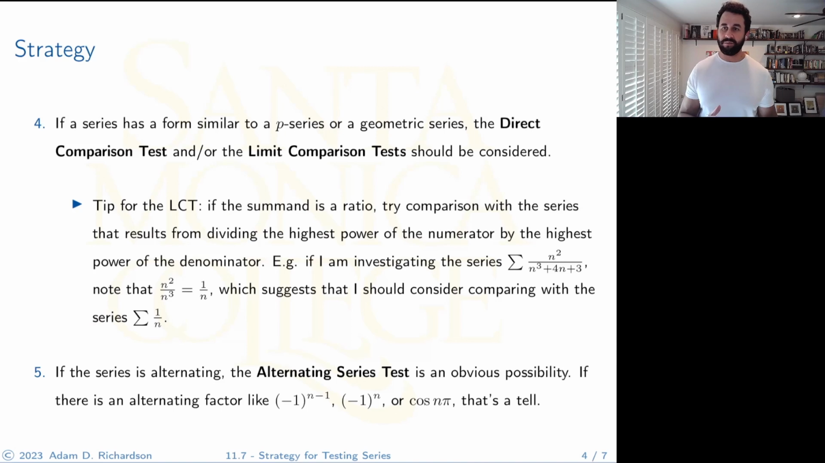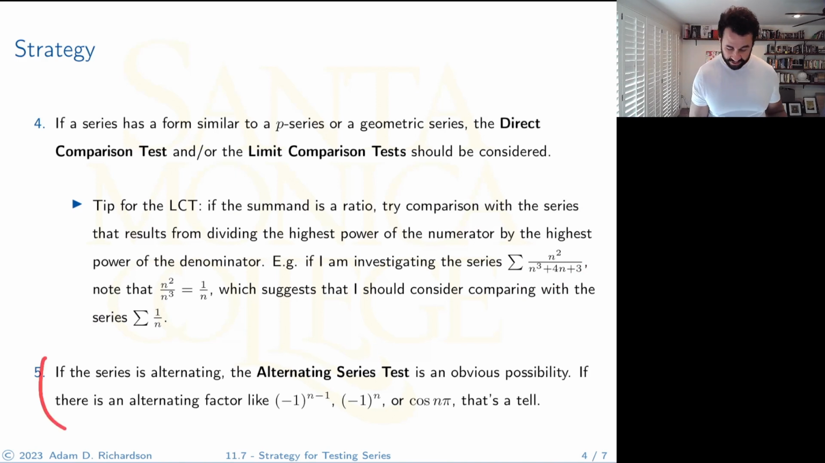So maybe try comparing with the series sigma 1 over n. And that is usually a good rule to help the limit comparison test work out. If you actually go back and look at the examples from the lecture and the slides in section 11.4, where we got those tests, you'll notice that those were always the series that I compared to. I basically was like, oh, this thing is basically asymptotic to 1 over n. Let's compare to the series 1 over n. So that's a good tip for the LCT.